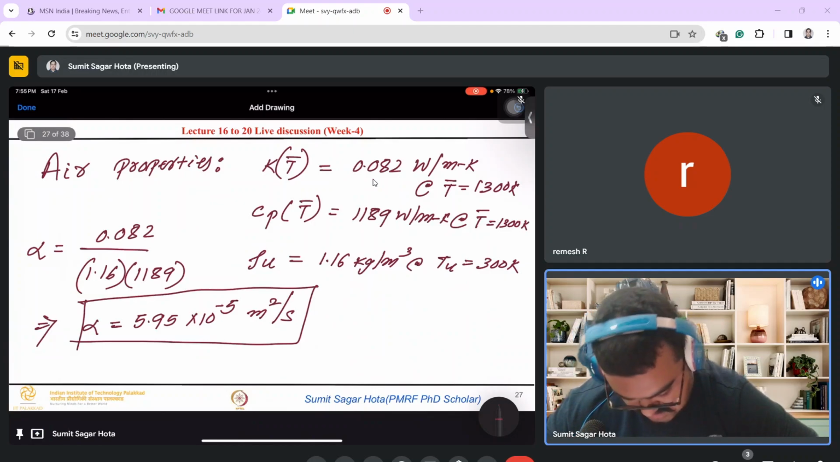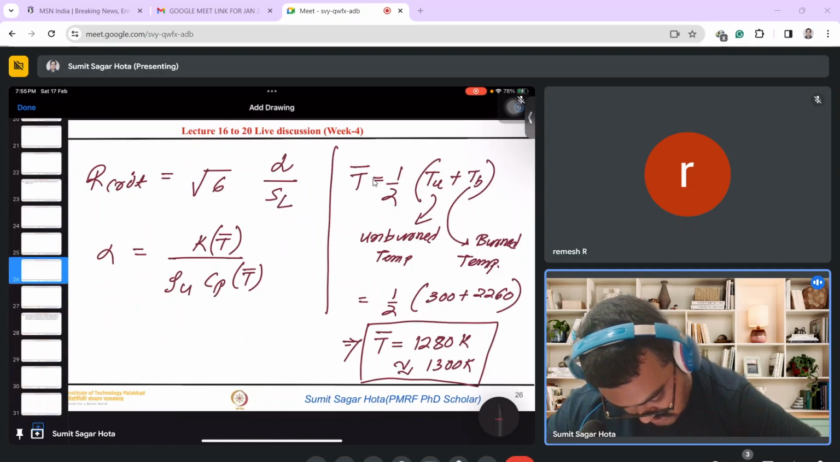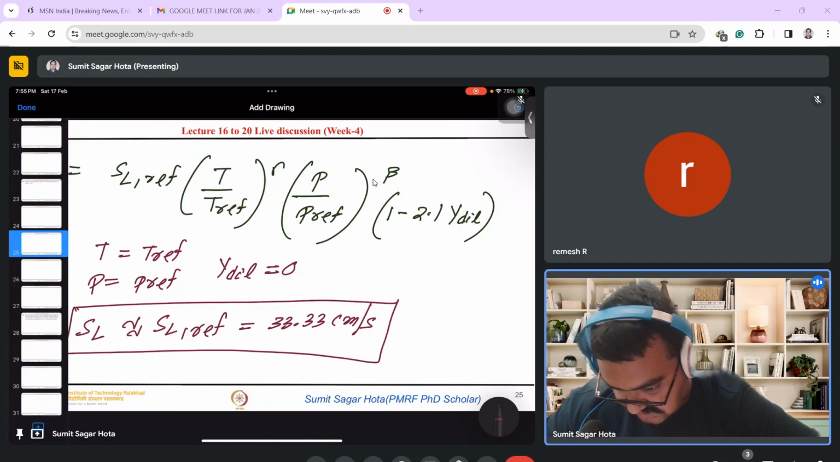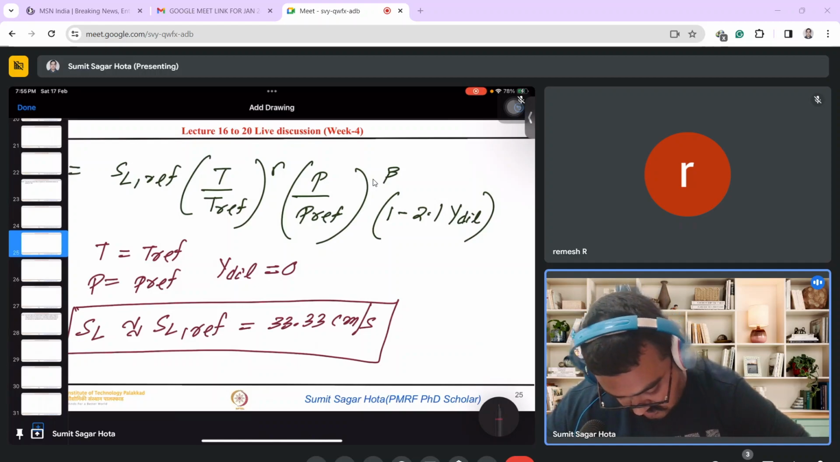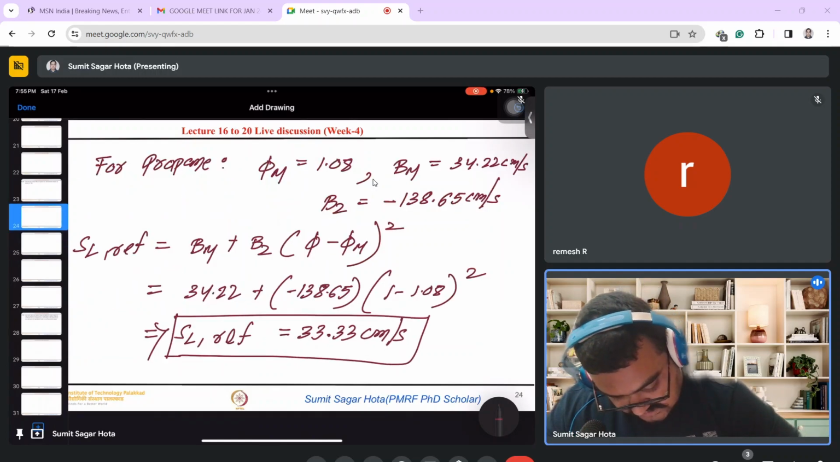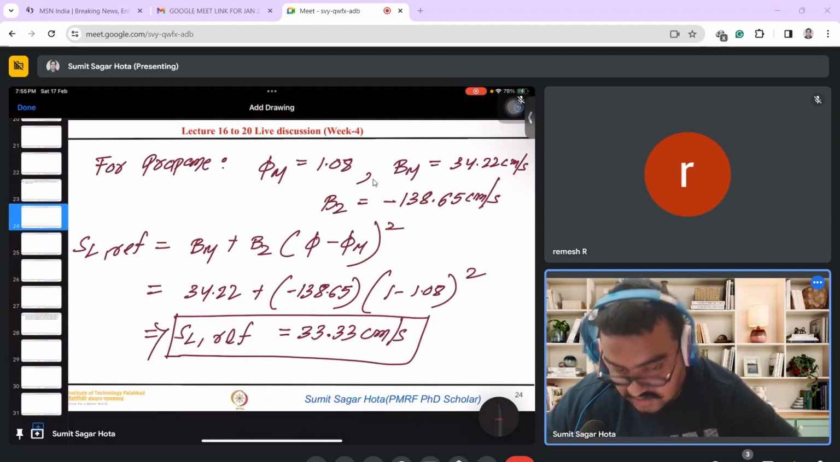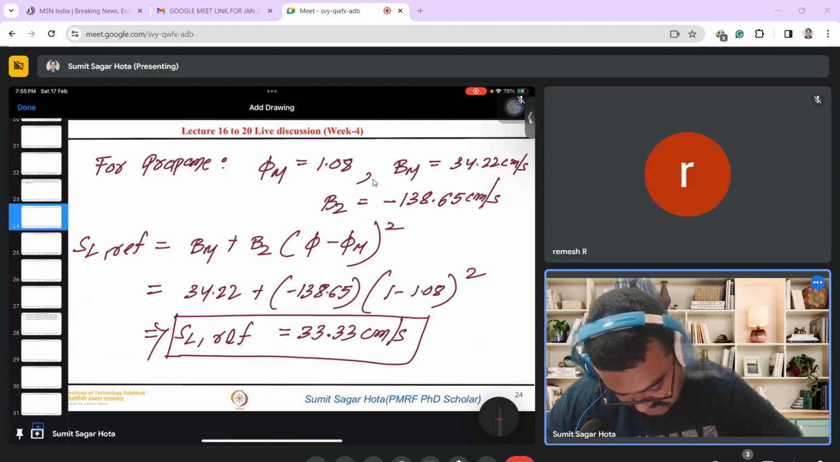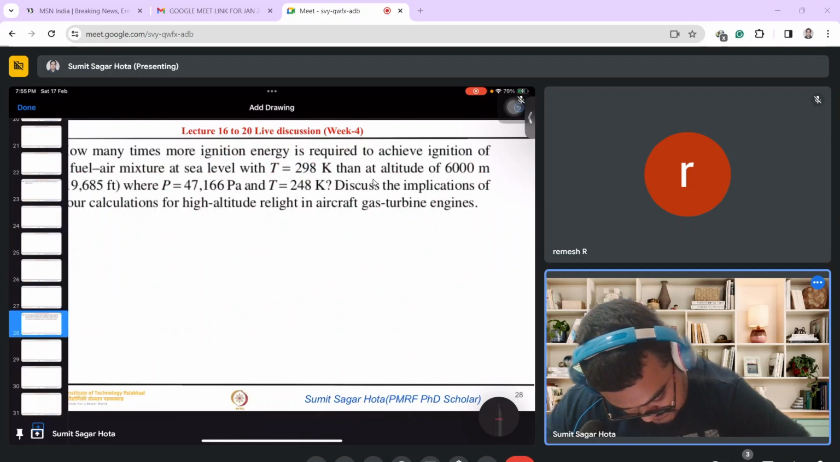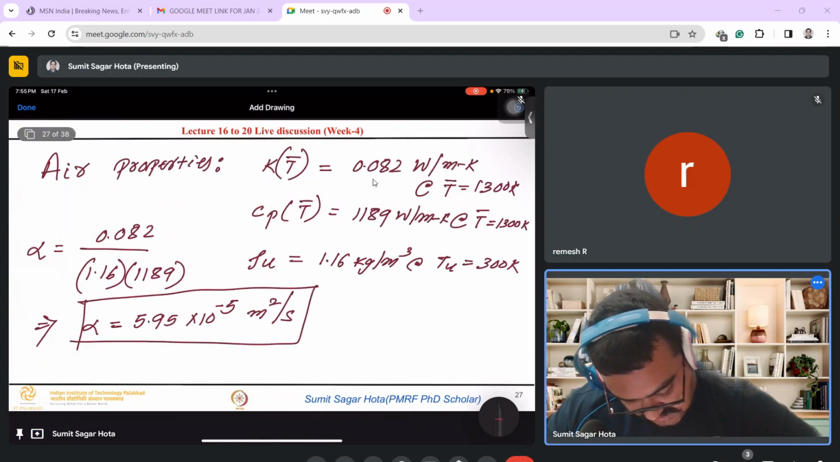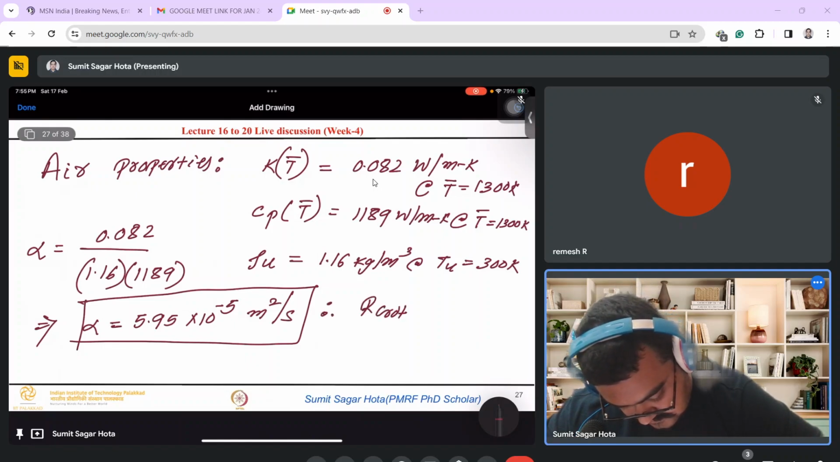So we have alpha, but remember one thing: when you have to find the critical radius of insulation, in this formula you should put SI units. Now it's in centimeter per second, you have to convert it into meter per second. R critical.